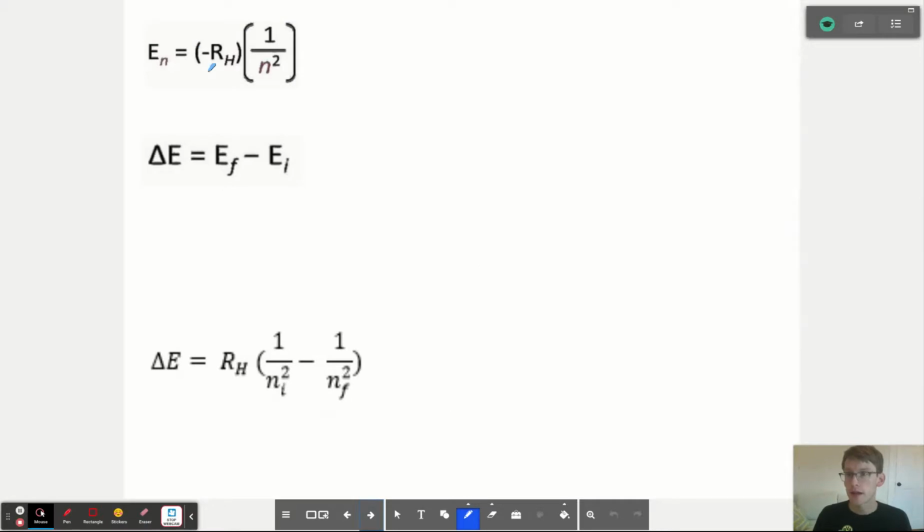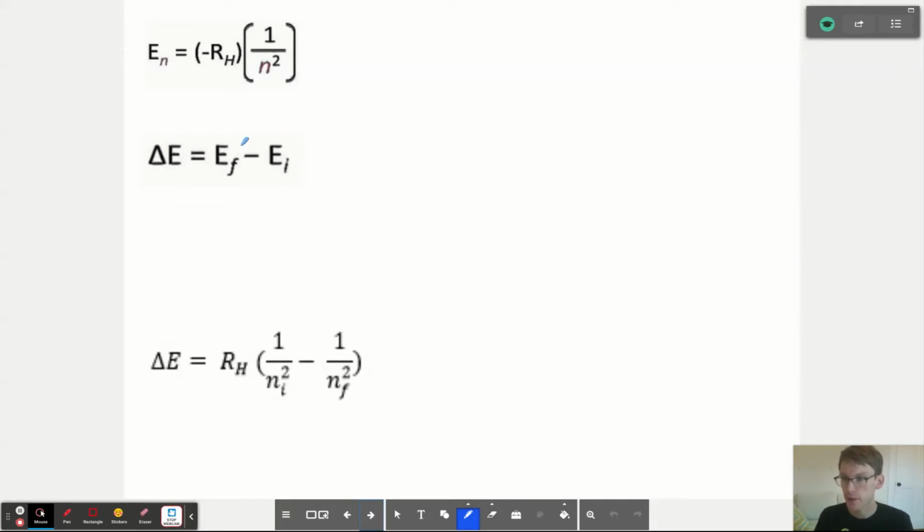So here is our equation again. And what we're going to do is use the simple principle that a change in energy is equal to the final energy minus the initial energy. So if we want to find out the photon energy for a photon that is released when an electron drops from a high energy level to a low energy level, this is what we use. Or if we want to figure out the photon energy required to cause an electron to go from one state up to a higher state, this is what we'll use.